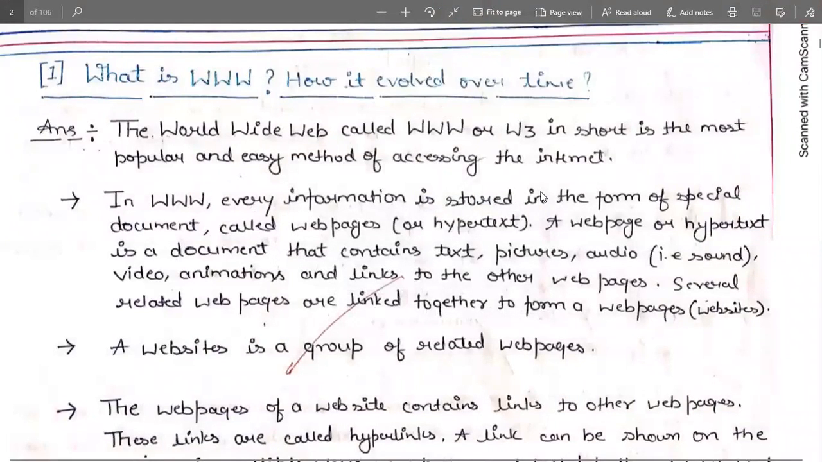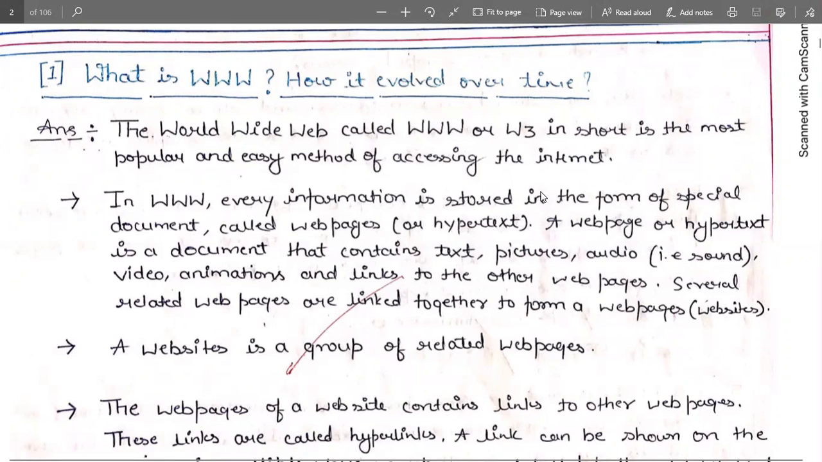It is called World Wide Web, or we can say W3 in short. In WWW, every piece of information is stored in the form of special documents called web pages. So firstly, what do you mean by web pages? A web page is a document that contains any graphic representation, that is text, picture, audio, video, animation, and some links to move to another web page.